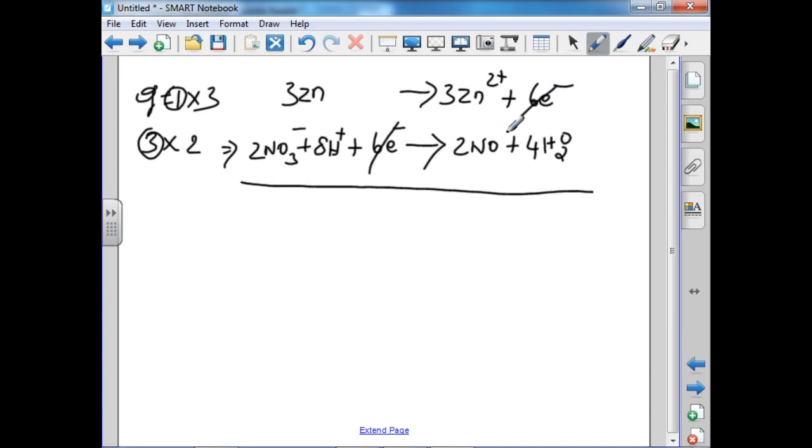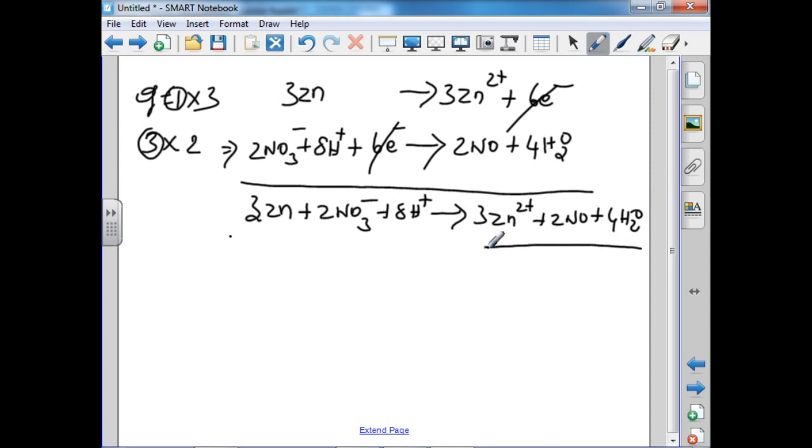Finally the 6 electrons cancel. Finally 3 Zn plus 2NO3 minus plus 8 hydrogen gives 3 Zn2 plus plus 2NO plus 4H2O. So the equation is balanced.